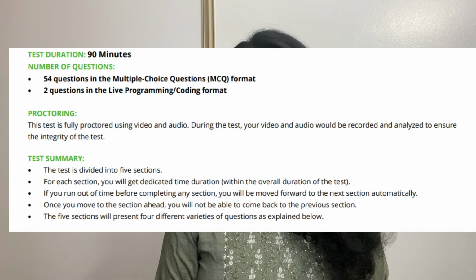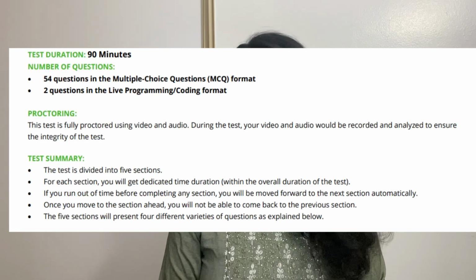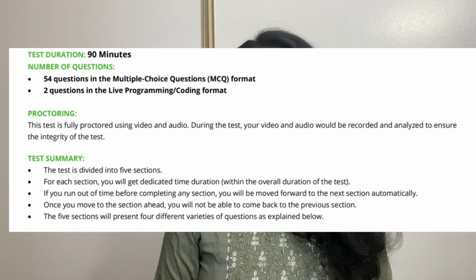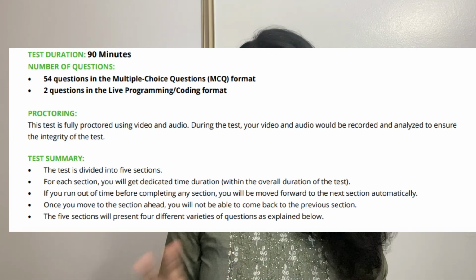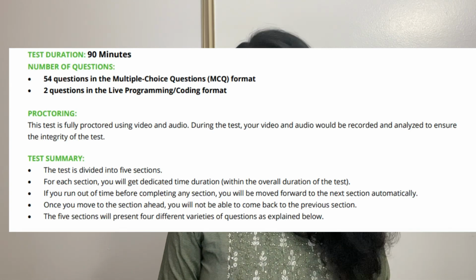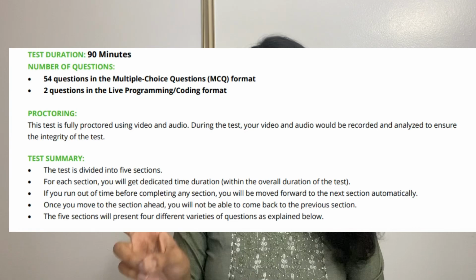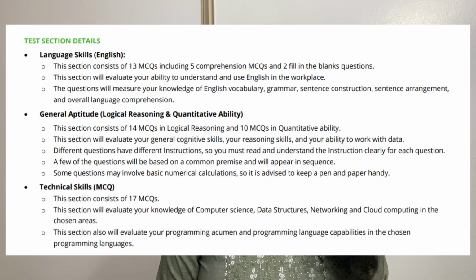Let's have a look at what the sections are. Again, the test is divided into 5 sections. It's almost the same, but the number of questions is different. First section is again English, 13 MCQ questions, including 5 comprehension MCQs and 2 fill in the blanks. The syllabus is the same: English grammar, English comprehension, sentence construction, sentence arrangement, overall language comprehension, everything.